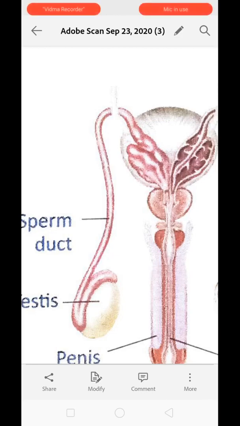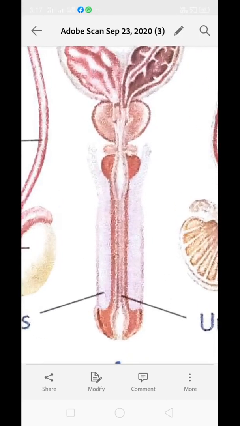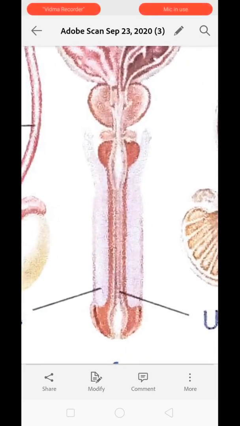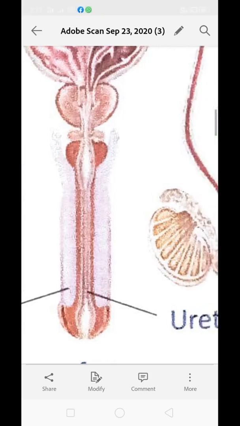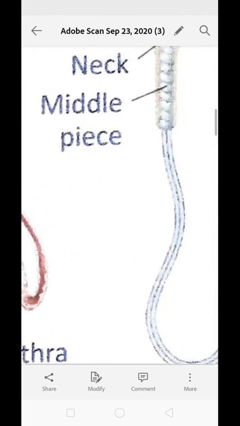Clear? Next is the penis. It is a muscular erectile organ. This is the penis. It is a muscular erectile organ. It delivers the sperm into the vagina of the female. Clear? Understood? Now about the structure of sperm.